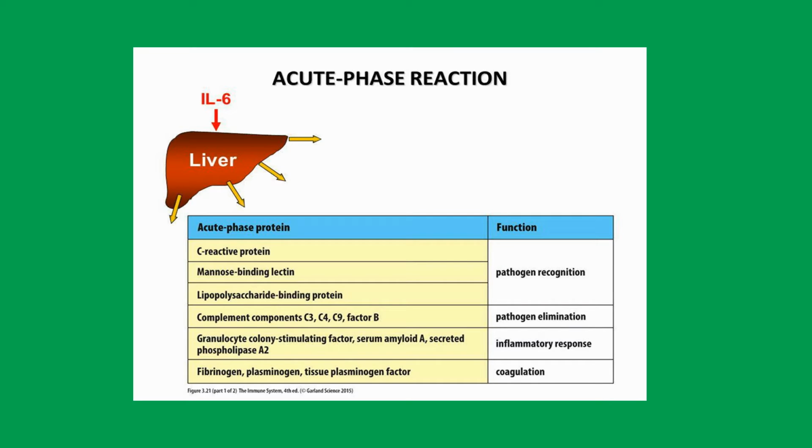So again, during acute phase reaction, your interleukin-6 is the most important among cytokines that can stimulate your liver to produce these acute phase proteins. Again, like your CRP, your mannose-binding lectin, your complement components, your granulocyte colony-stimulating factor, as well as your proteins involved in your coagulation cascade.